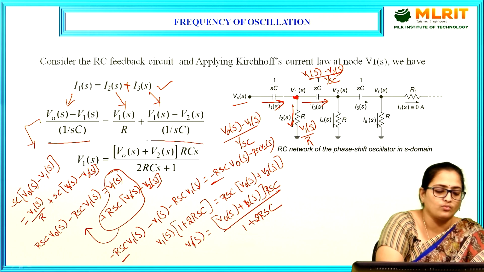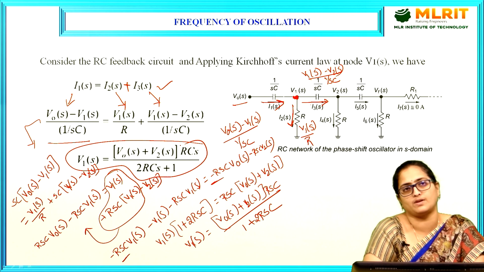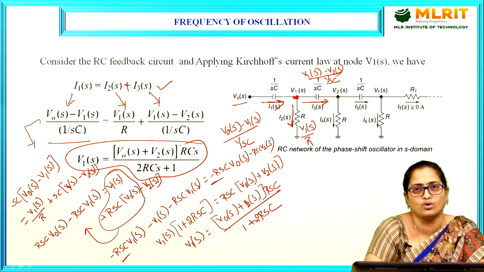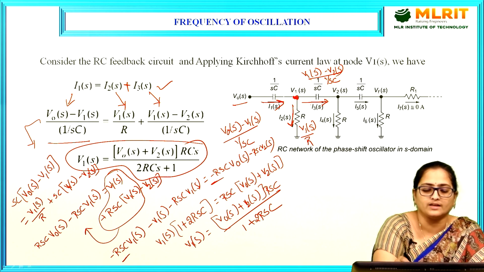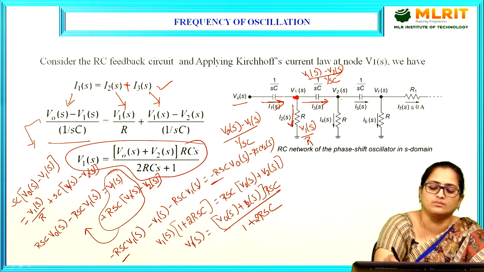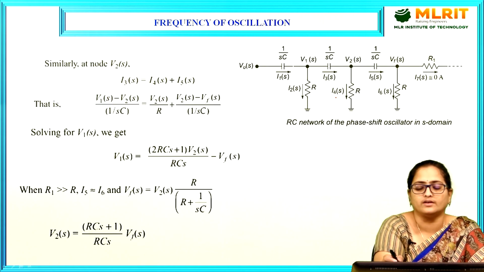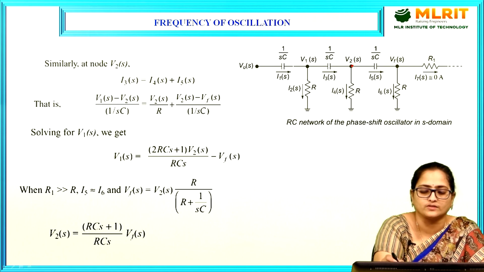So this is how we determine V1(s) in terms of V0(s) and V2(s) by applying KCL across the node V1(s). Now let us determine what happens when you apply KCL across V2(s). So now I am applying KCL across V2(s), so that you can write the equation.